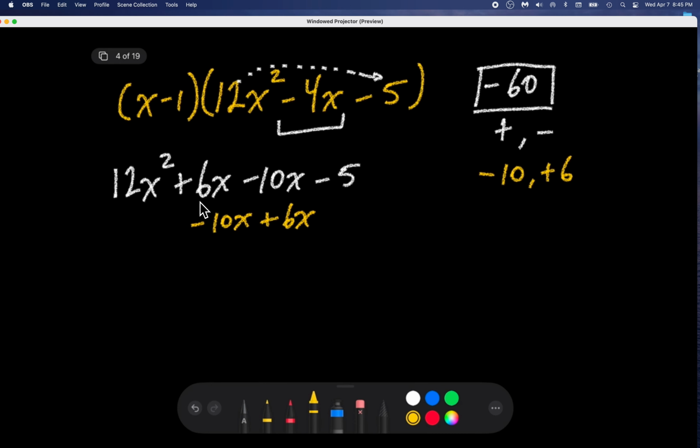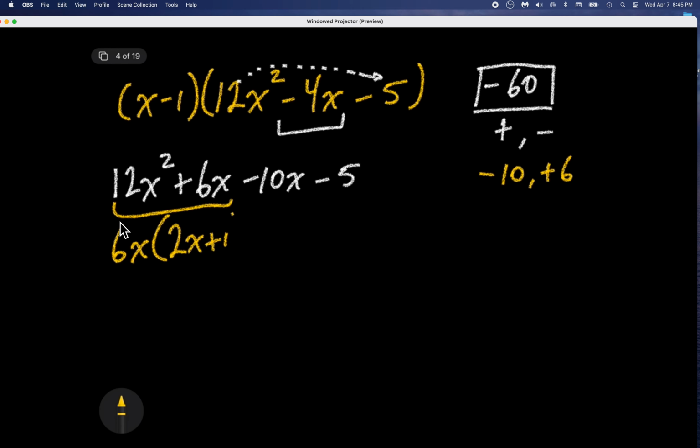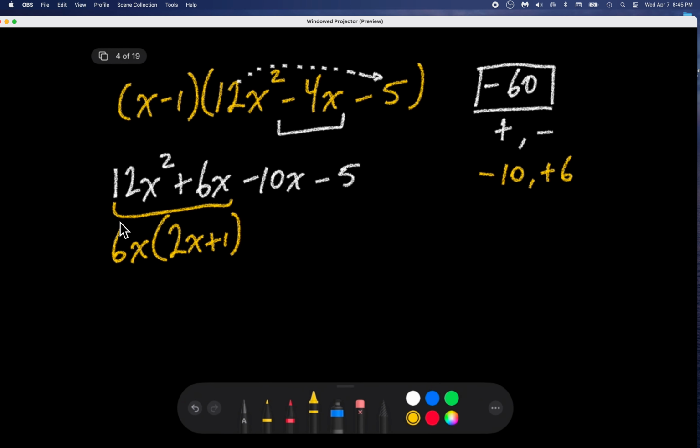I'm going to factor this using a greatest common factor of 6x. That's going to leave me with 2x plus 1. As soon as I see that this is the factor 2x plus 1, I know that that factor also has to be here. So there's going to be some number here, I'm going to put a question mark, that when I multiply it, it's going to give me negative 10x. And that is going to be negative 5.